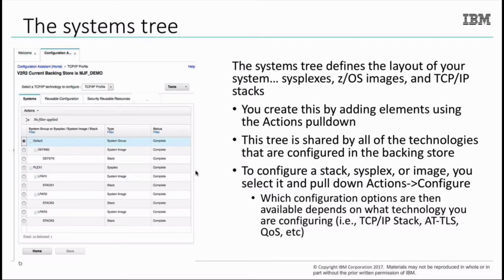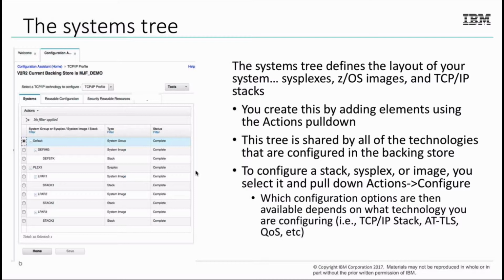And then once you've selected your technology and gotten in the backing store, you have the systems tree. The systems tree is something that's not new for TCP/IP. It's existed before in the policy-based profiles, but it basically gives you the layout of your system. At an upper level, you define a group, and a group is a Sysplex. The default group is all the stacks that are not in a Sysplex. And within a Sysplex, you define system images, which would be the LPARs, and then within the LPARs, you define the stacks. This tree is shared by all the technologies.